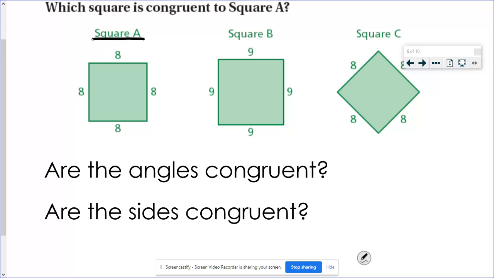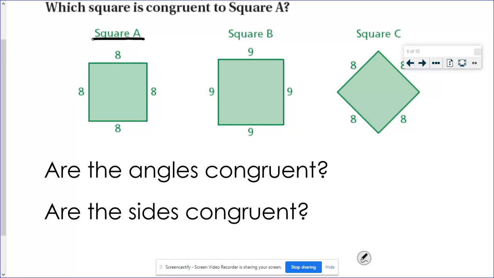Clearly these are both squares because they say they're squares, even though C might be a little off. If it's kind of at an angle like that, it's harder to tell. But the side lengths are 8. Square B has side lengths that are 9. That's not the same size. Square C, side lengths that are 8.